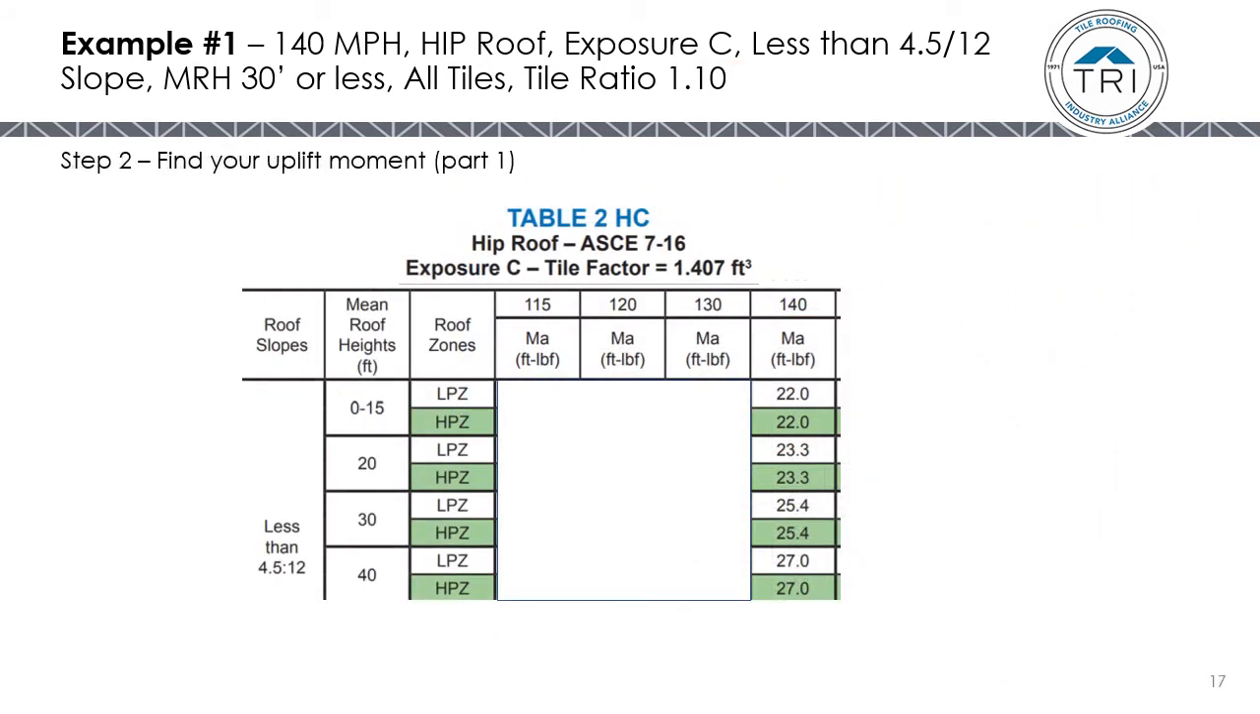For example 1, we enlarged our table for easier reading. We go to step 2. Find our uplift moment. We go to 140 mile an hour wind. We go to less than 4.5 in 12 slope. We go to 30-foot mean roof height, and we get our required aerodynamic uplift moment of 25.4 for both the LPZ and the HPZ zones.